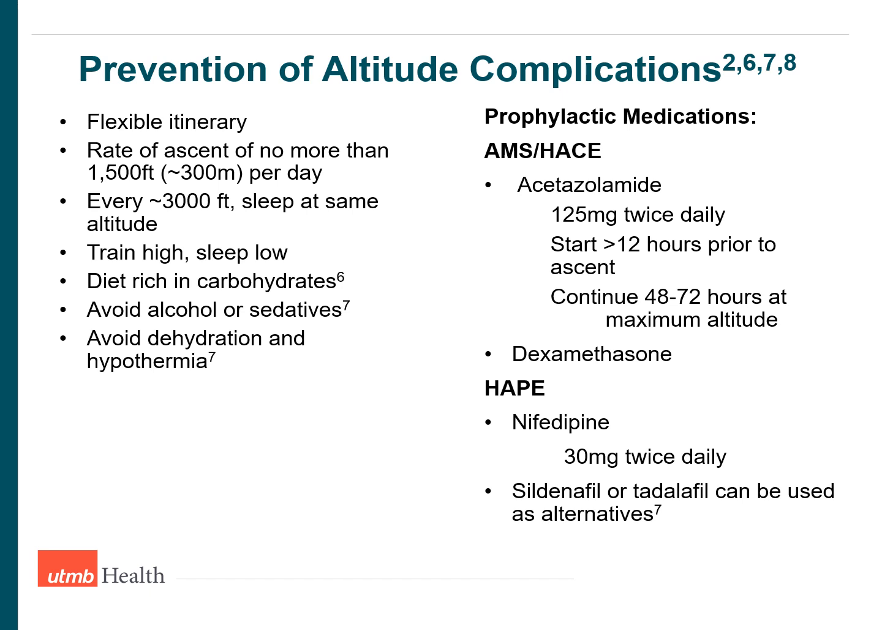Dexamethasone can be used for prevention, but is not frequently used due to the risk of side effects or masking the symptoms of mountain sickness. Nifedipine, a calcium channel blocker, can be used 30 milligrams twice daily for HAPE. Sildenafil and other phosphodiesterase inhibitors cause the production of nitric oxide, resulting in vasodilation of the pulmonary vasculature, decreasing pulmonary resistance, and can prevent HAPE.